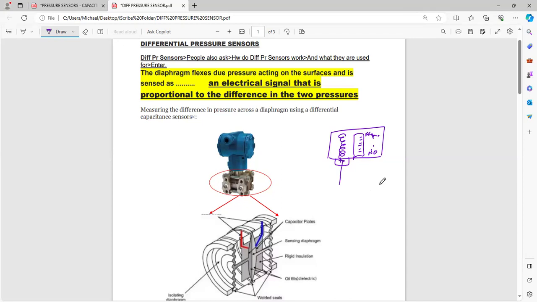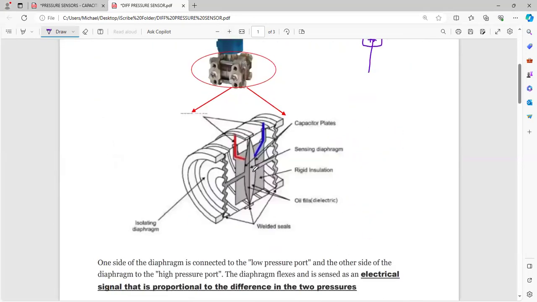Two pressure capacitors. And you will find this mostly for your boiler water level, more specifically, where an electrical signal is going to be given, which is going to be proportional to the two different pressures. So here, let me zoom in so that you can see more clearly.